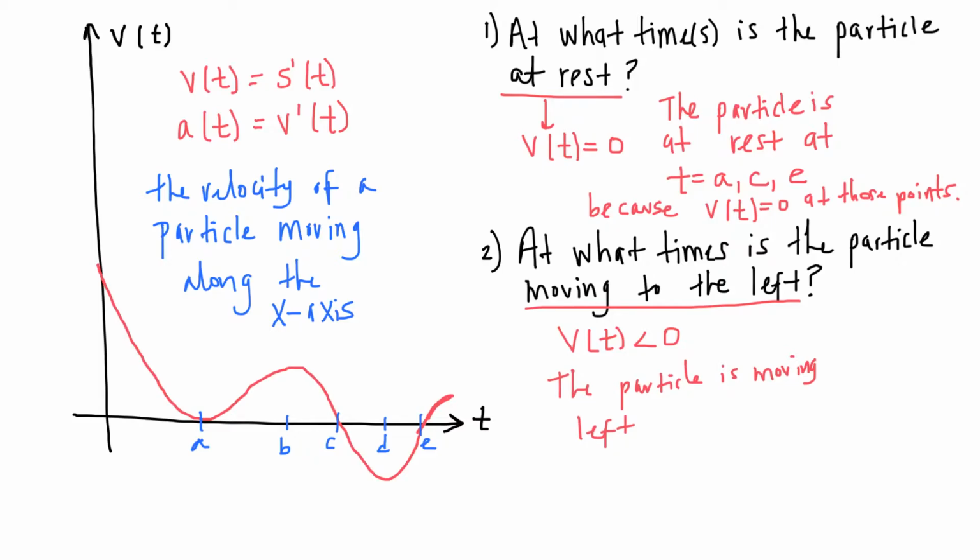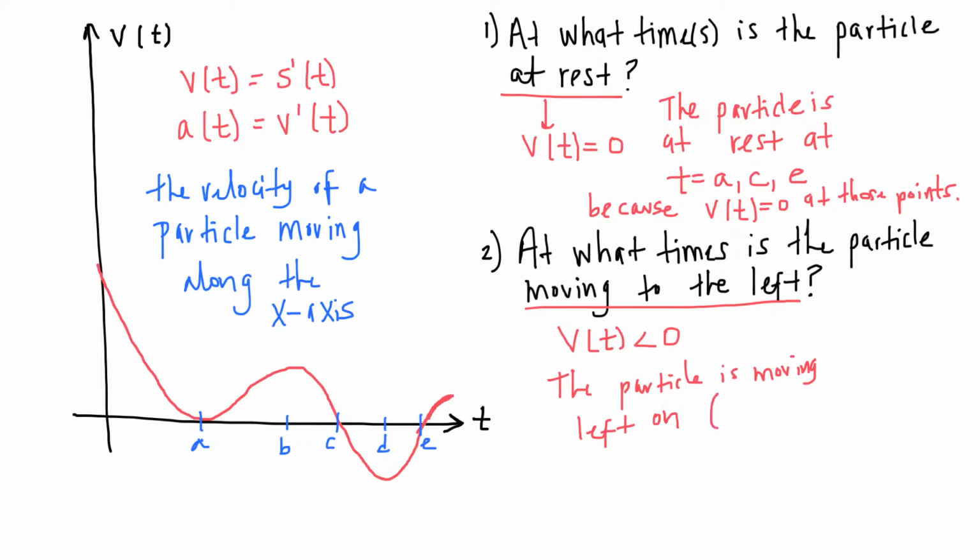Now, you're supposed to also figure out that this requires an interval, whereas the first question, at what time or times, was only individual values of time. But this, moving to the left, happens from C all the way to E, and so that's an interval question. So then the particle is moving left. Instead of saying at, I'm going to say on, and then give the interval, C to E.